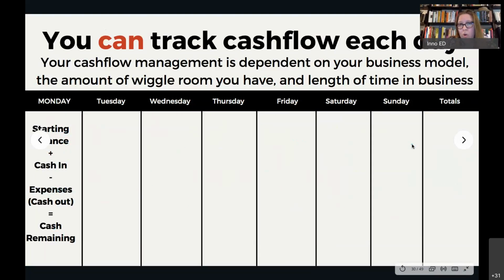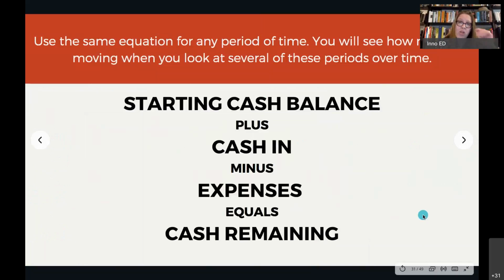You could look at your cash flow on a daily basis, on a weekly basis, monthly, whatever you need to do as you're starting to see how variable the money in your business is. So it's that same equation. It's written right here. How much cash do you have at the start of this period? How much cash is coming in? What expenses are going out? And how much cash is remaining?